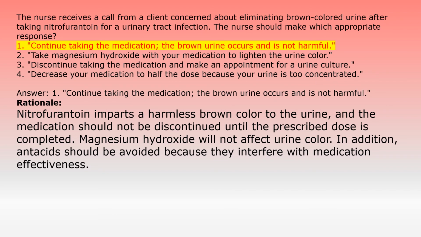Answer: 1. Continue taking the medication. The brown urine occurs and is not harmful. Rationale: Nitrofurantoin imparts a harmless brown color to the urine, and the medication should not be discontinued until the prescribed dose is completed. Magnesium hydroxide will not affect urine color. In addition, antacids should be avoided because they interfere with medication effectiveness.